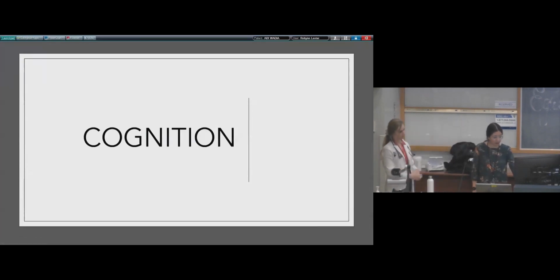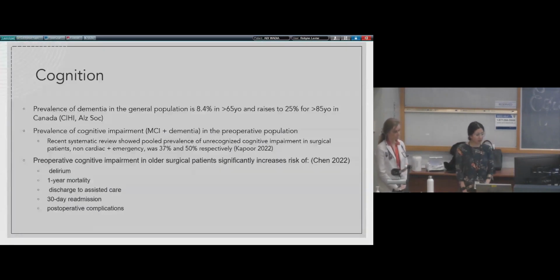So we know that cognition is a big issue in our older adult population. The prevalence of dementia just generally in the Canadian population is around 8.4% in those over 65. And then as we get older, that prevalence also increases to about a quarter of people over 85 having dementia.